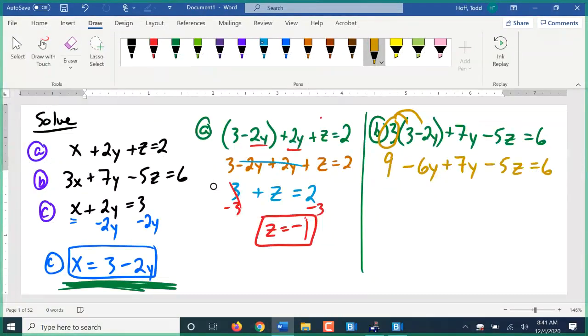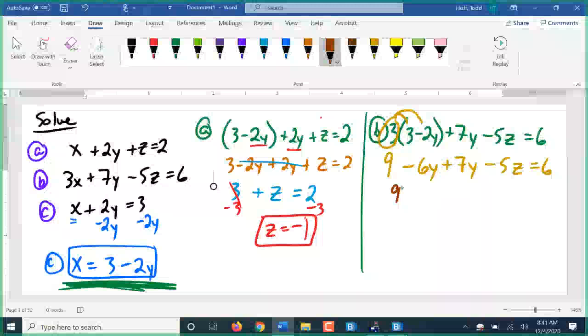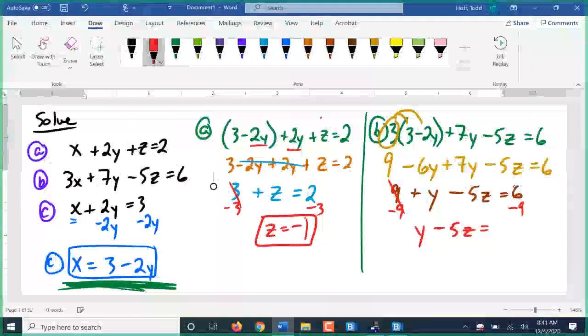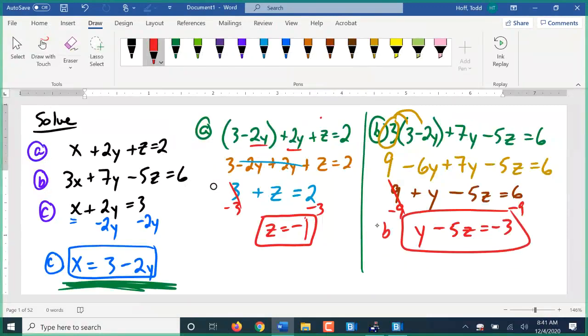So as I combine here, nothing to combine with the 9. Negative 6y and positive 7y is just a positive y, or positive 1y if you wish. And we have the negative 5z equals 6. And now I'm going to subtract 9 from each side to get this in our standard form. So the 9 goes away. Y minus 5z equals 6 minus 9, which is a negative 3. So that is a two-variable equation.